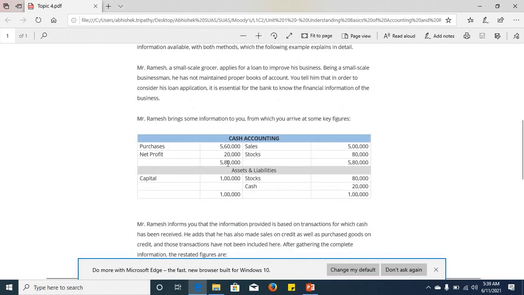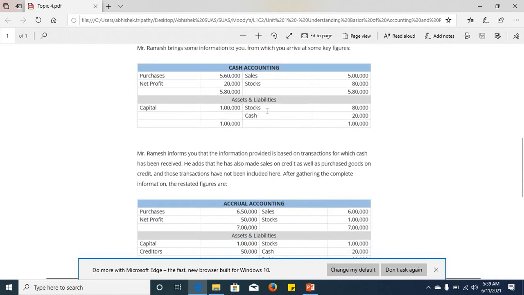So, Mr. Ramesh, a small scale grocer, applies for a loan to improve his business. Being a small scale businessman, he has not maintained proper books of account. You tell him that in order to consider his loan application, it is essential for the bank to know the financial position of the business. He brings some information to you, from which you arrive at some key figures. So these are some figures he has given to you.